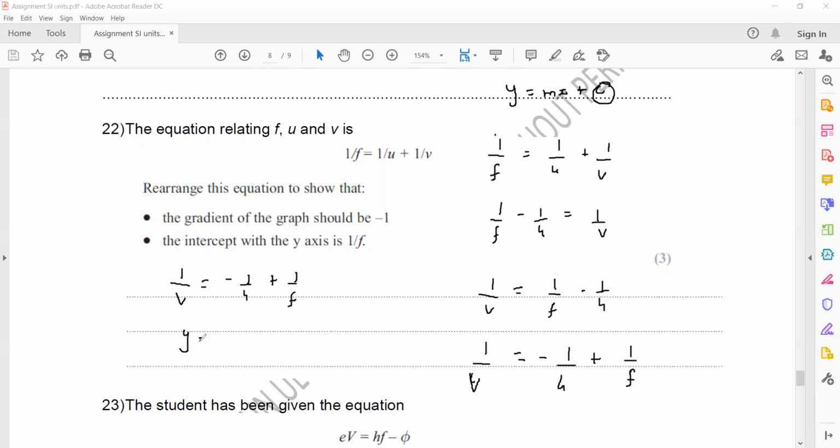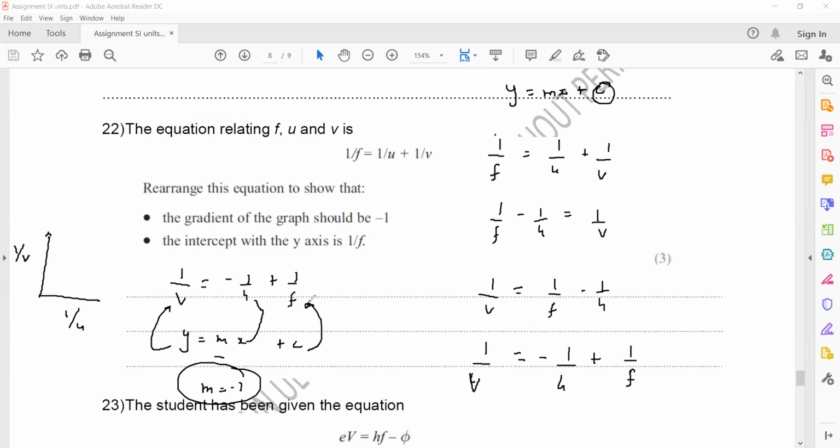So when I compare now, y is equal to mx plus c. If on the y-axis I have 1 over V, and on the x-axis I have 1 over U, what will be my gradient, the slope? What we are left with is m is equal to -1. And that also we have to show, that the gradient is -1 and the y-intercept is equal to 1 over F. So you can see the y-intercept is equal to 1 over F.